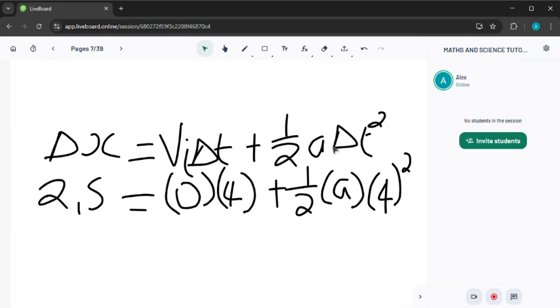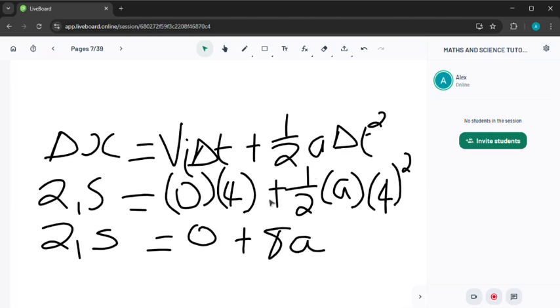So this is 2.5 is equal to 0 multiplied by 4 is 0 plus half A, and then 4 squared is 16. So 16 multiplied by half is 8, so it's going to be 8A. Therefore we have 0 plus 8A, that is 8A, so we can divide by 8 on both sides. Our A will be equal to 2.5 divided by 8. Acceleration is therefore equal to 0.312 meters per second squared.